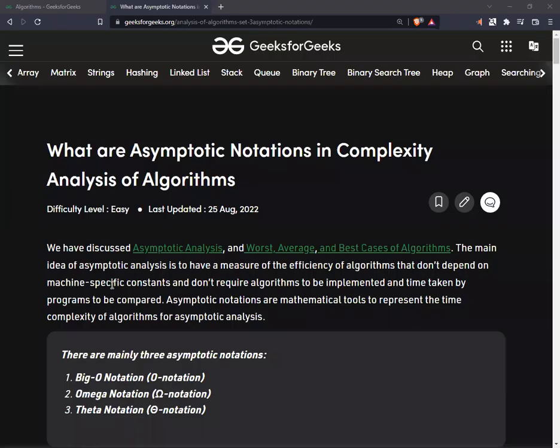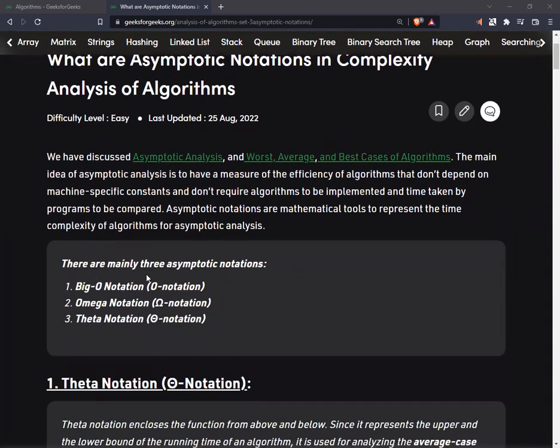Today we are learning asymptotic notation. This is one of the most favorite topics in design and analysis of an algorithm. What is an asymptotic notation complexity in analysis of an algorithm? We have mainly three asymptotic notations.